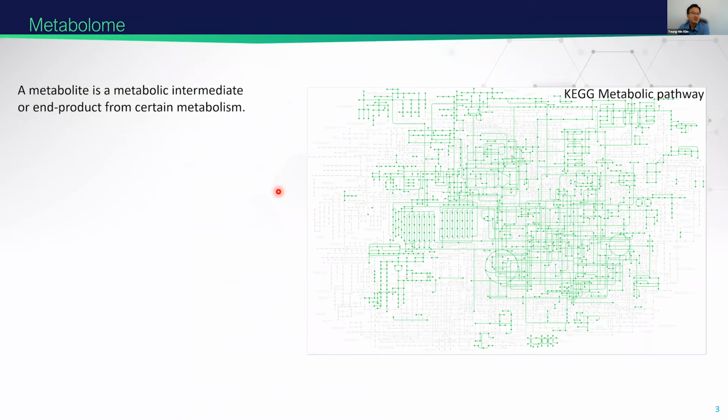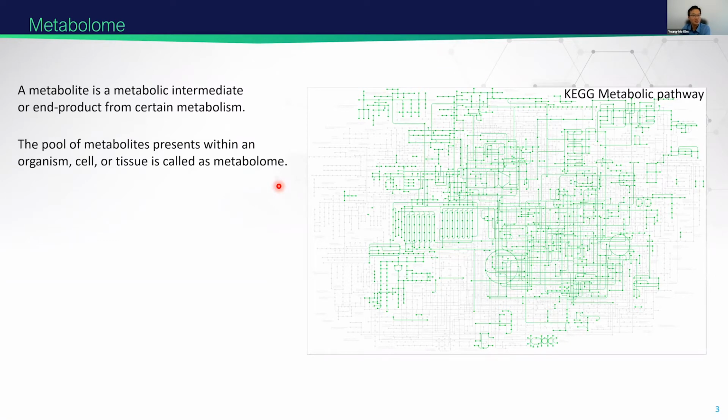As Natalie mentioned, some of the content might overlap a little bit, but I think it's good to remind you to better understand metabolomics and the metabolome. So a metabolite is a metabolic intermediate or end product from a certain metabolism. And the total pool of metabolites present within an organism or cell or tissue is called the metabolome. That is just the overall pool.